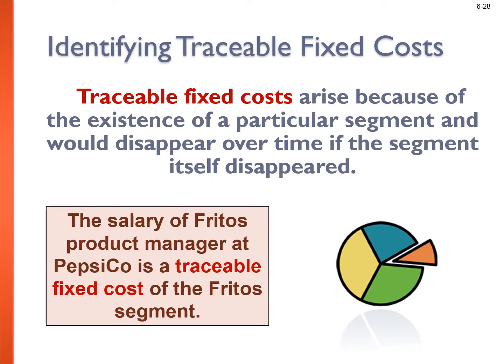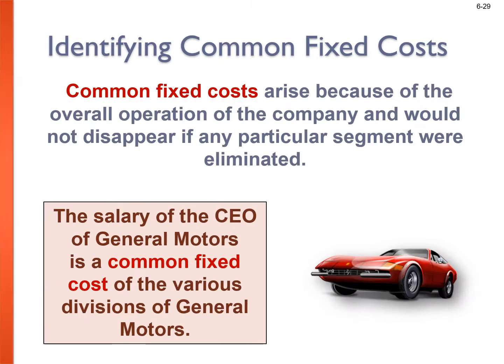What is a traceable cost? Well, this is a fixed cost that arises because of the existence of that segment, and it would disappear if the segment itself disappeared. For instance, the salary of Frito's product manager at PepsiCo is a traceable fixed cost of the Frito's segment. So if they got rid of the Fritos segment, would Pepsi still have that product manager's salary? Probably not. Common fixed costs arise because of the overall operation of the company and would not disappear if you got rid of a segment.